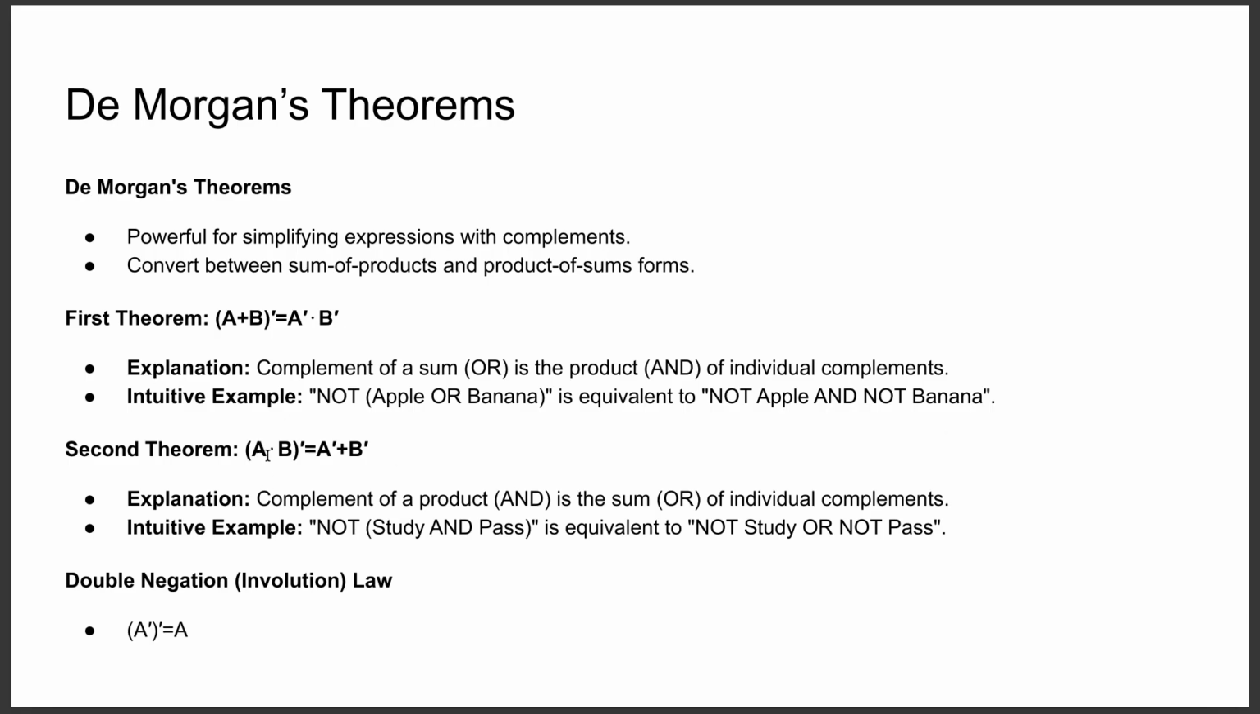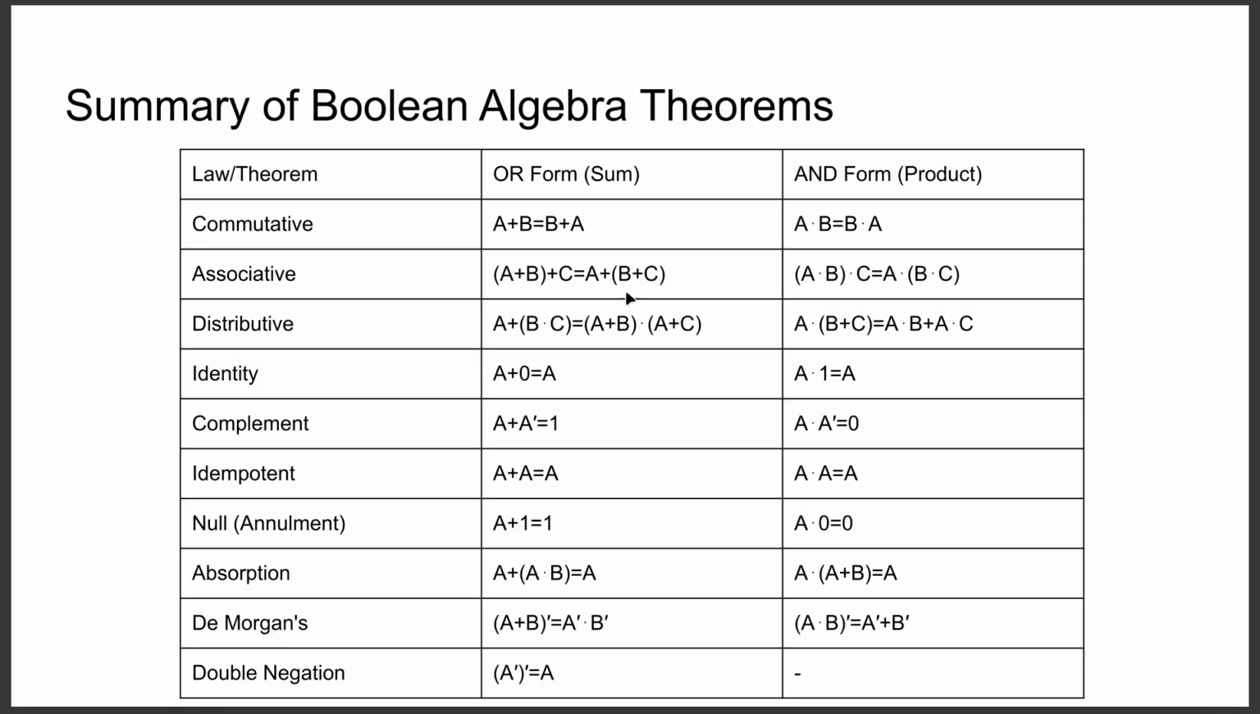Second theorem: (A and B) prime is equal to A prime or B prime. It's the complement of a product (and) is the sum (or) of individual complements. And then finally, the double negation, involution law: A prime prime is equal to A. And here you can see a table that summarizes all the Boolean algebra theorems. The table gives it in the OR form, or sum of products form, or the AND form, product of sums.